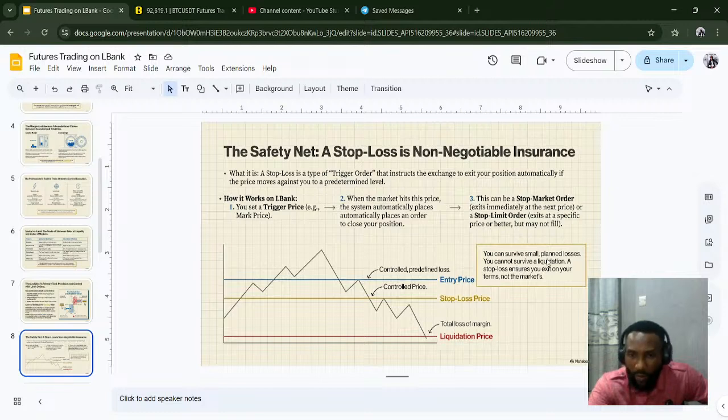You can survive small planned losses. You cannot survive a liquidation. Very important that you know you can survive small planned losses, but you cannot survive a liquidation. A stop loss ensures you exit on your own terms, not the market's terms. All right, so let's go to the next thing.